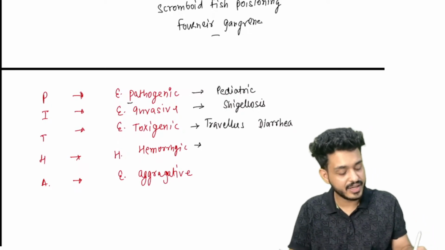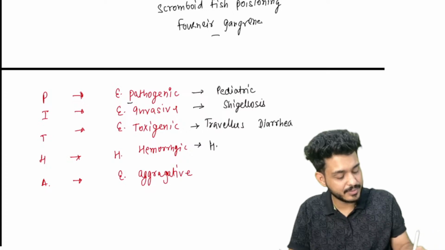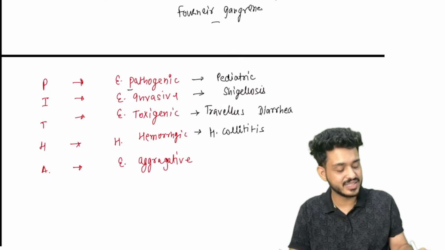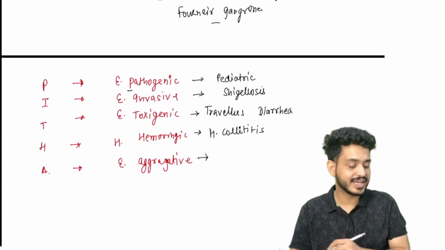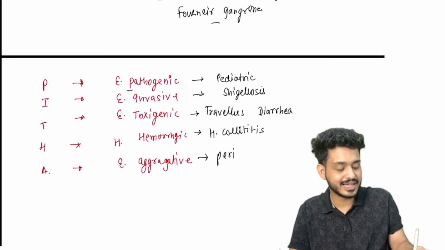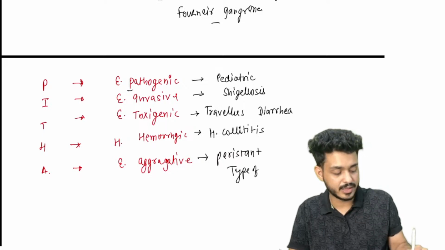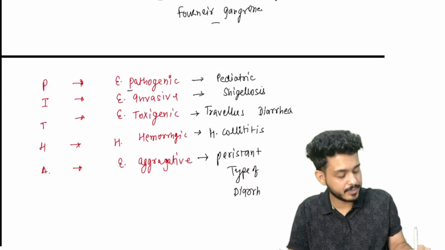Next one is your enterohemorrhagic. That would be causing hemorrhagic colitis. And enteroaggregative will be causing what kind of diarrhea? That is persistent type of diarrhea.